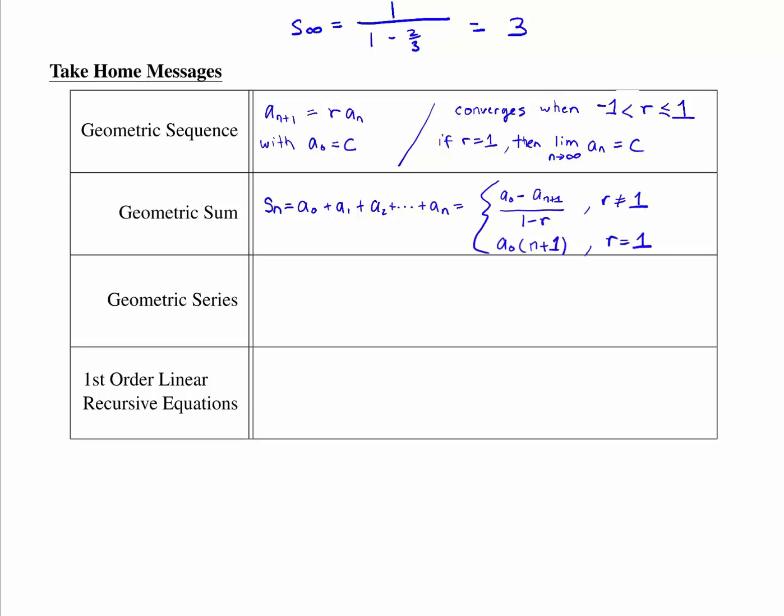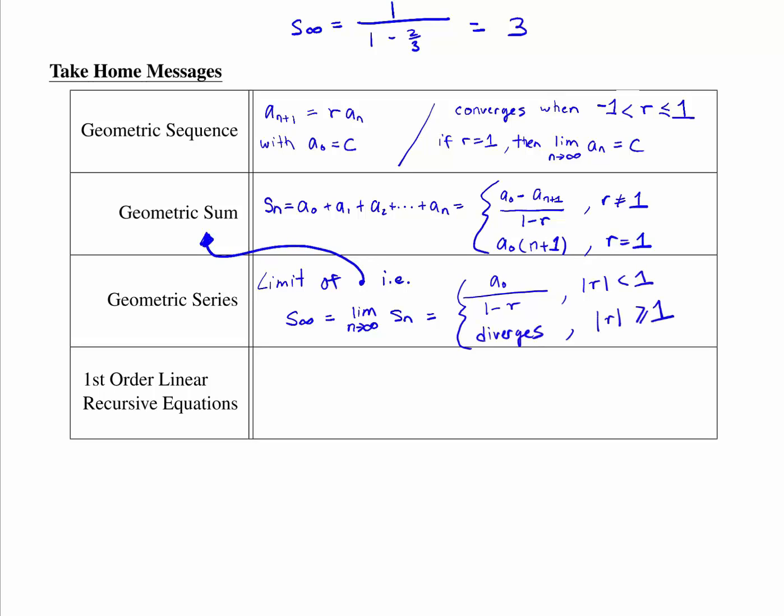The geometric series is the limit of the geometric sum, i.e. the infinite sum, and it has the form a0 over 1 minus r, provided that r has magnitude strictly less than 1. Finally, the first order linear recursive equation has the form Sn is equal to r times S_{n-1} plus c, starting at some point S0. When S0 is divided into A plus c, Sn has the solution r to the n A plus c times 1 minus r to the n plus 1 over 1 minus r.